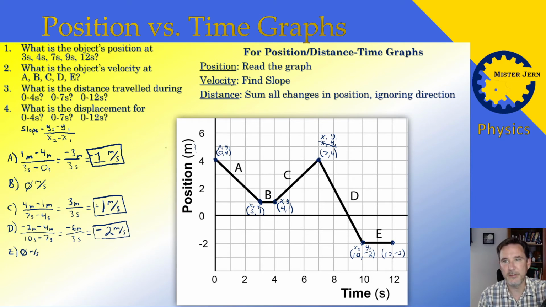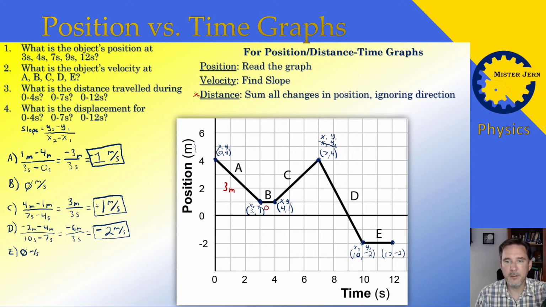So how do you do this in a graph? It says sum all the changes in position ignoring direction. So what I'm going to do is go through each line segment and figure out how much distance changed. From between A and B, for part A, it goes from 4 meters down to 1 meter. So the change here was 3 meters. I'm trying to find distance, so I'm going to put a little asterisk here so we know red is the distance.